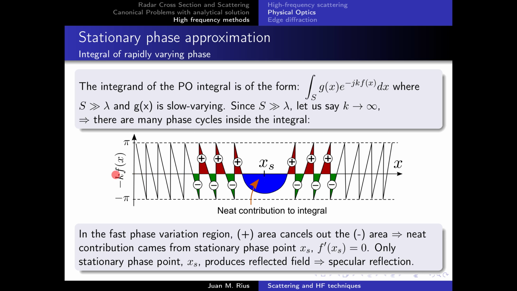But if you stop the integral somewhere, for example, if you stop the integral here, you have a positive phase that doesn't have the negative counterpart to cancel it. Okay? So we don't have the cancellation, or may not have the cancellation at the surface integration limits, and may have a net contribution coming from the surface integration limit.